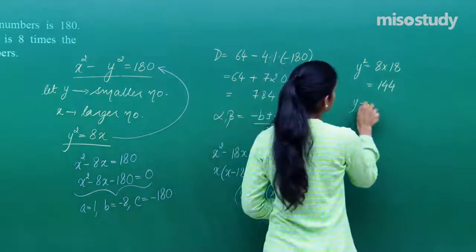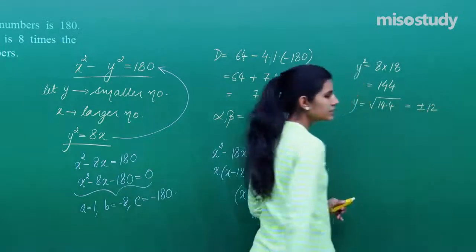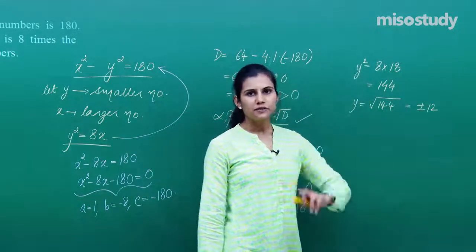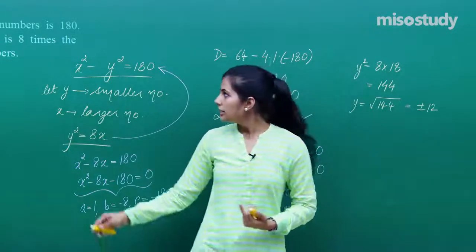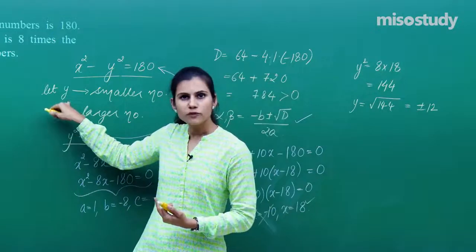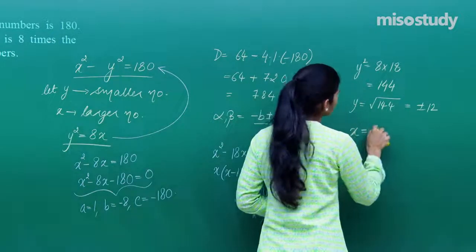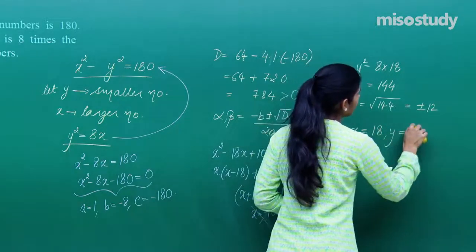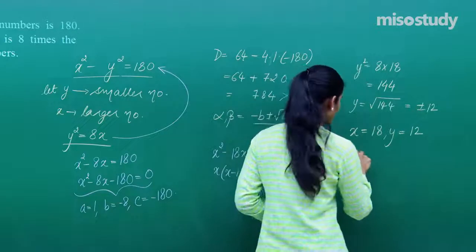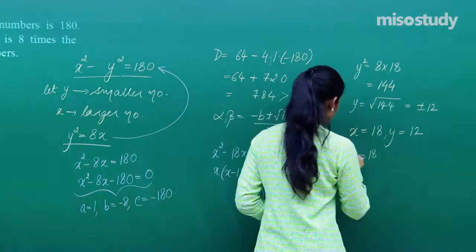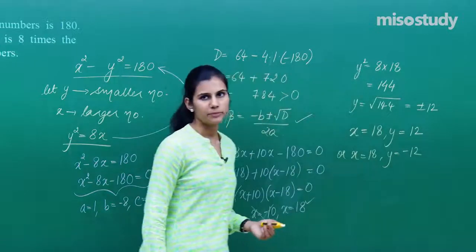So y is the square root of 144, which is plus or minus 12. So the two numbers such that the difference of their squares is 180, and the square of the smaller number is 8 times the larger number, can be x = 18, y = 12. In this case, the smaller number is y, the greater number is x, or x = 18, y = minus 12. Again, the smaller number is y, the larger number is x.